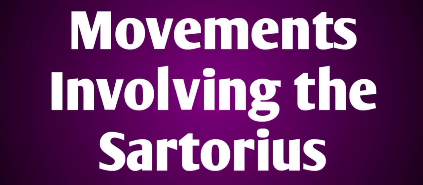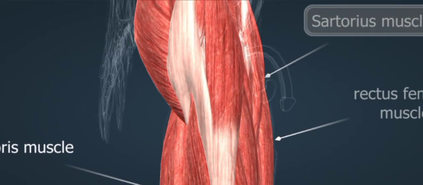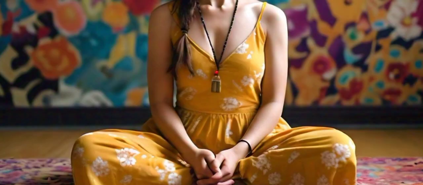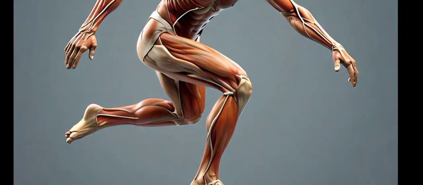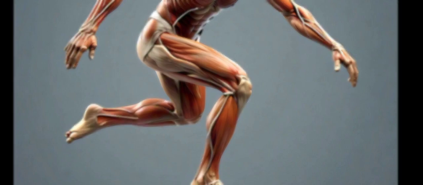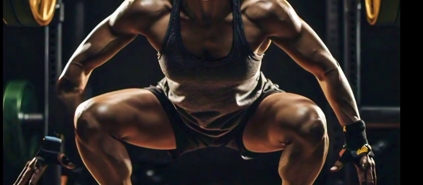Movements involving the sartorius. Sitting cross-legged: the sartorius is engaged when sitting in a cross-legged position or performing similar movements. Walking and running: it plays a role in the gait cycle, particularly during hip flexion and knee bending. Squatting: assists in movements requiring knee flexion and hip positioning.